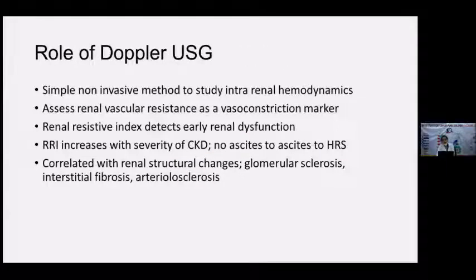Role of Doppler ultrasound. It is a simple non-invasive method to study intrarenal hemodynamics. It assesses renal vascular resistance as a vasoconstriction marker. Increased RI, that is renal resistive index, detects early renal dysfunction. RI increases with severity of CKD, from no ascites to ascites to development of HRS. It is correlated with renal structural changes: glomerulosclerosis, interstitial fibrosis, and arteriosclerosis.